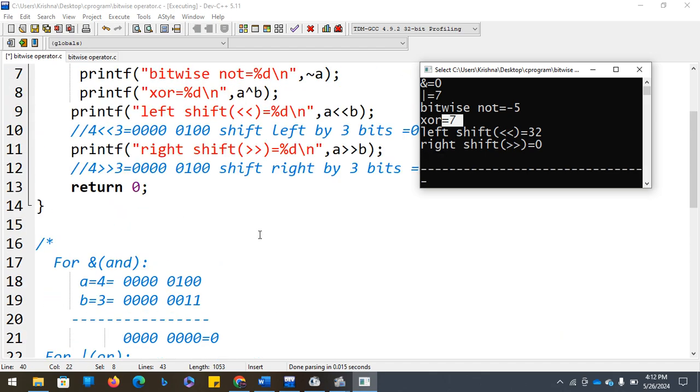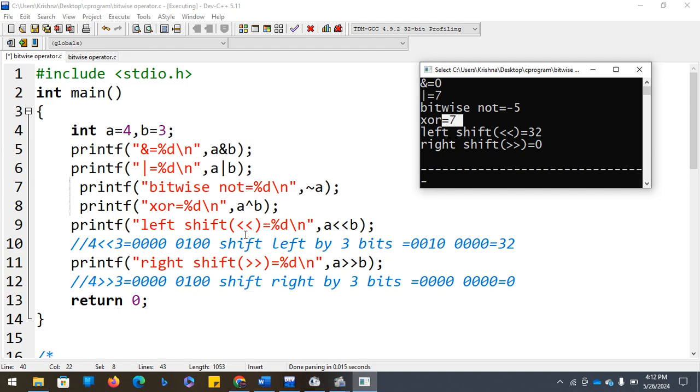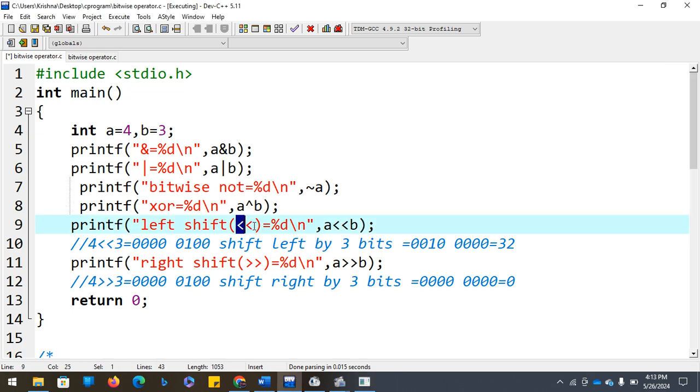Next is left shift and right shift. Suppose we have some numbers and we want to shift them to the right or the left direction by some bits, we have to use these shifting operators. They are called right shift and left shift. Left shift we represent using two smaller-than symbols, and the right shift we use two greater-than symbols. So what is the meaning of left shift?